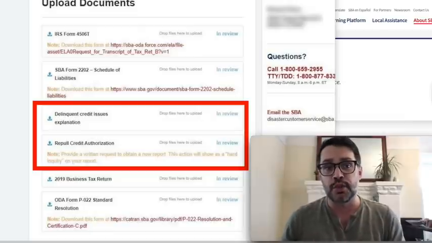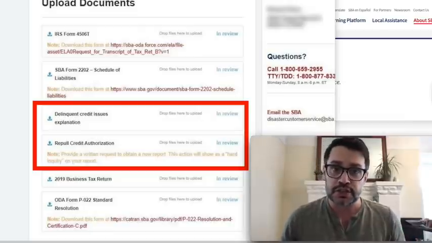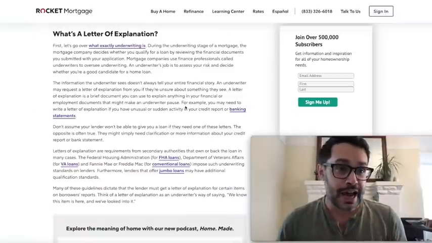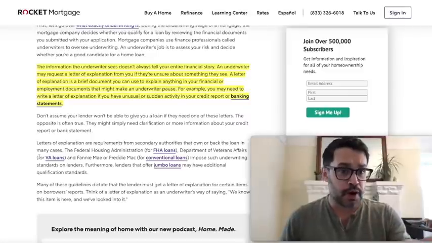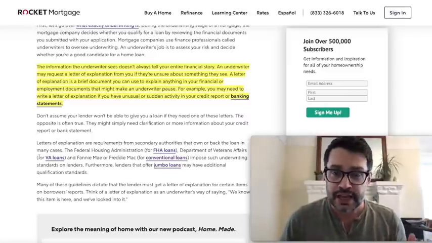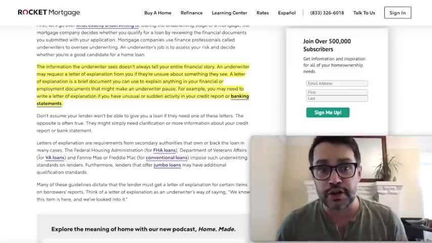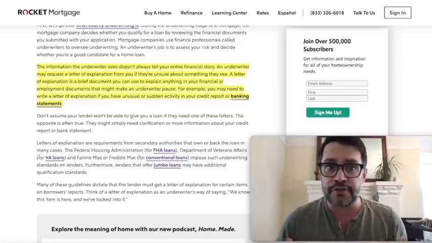There are do's and don'ts when it comes to providing explanations when you're looking for funding. Here's a quick guide. This is from Rocket Mortgage. What's a letter of explanation? I want to read this part to you here. The information the underwriter sees, in this case, the SBA loan officer, doesn't always tell your entire financial story.